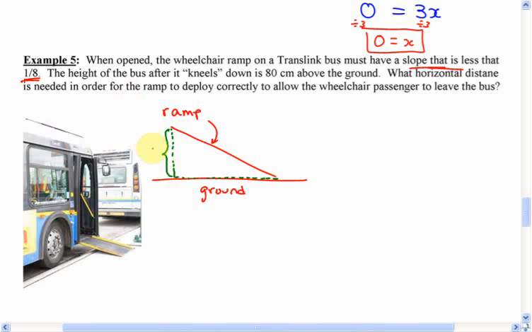Okay. What are we trying to find though? It says what horizontal distance? Oops, I spelled it wrong. Distance. What horizontal distance is needed? So I'm actually asking you to find out this. This is the horizontal distance, the run. Right? Let's call that x. So your goal here is to find the horizontal distance, which I call x.